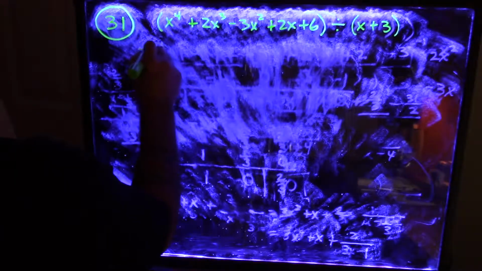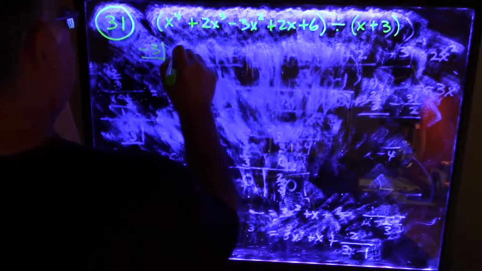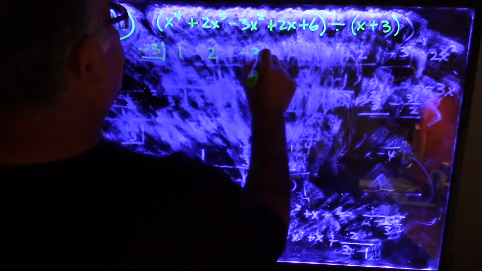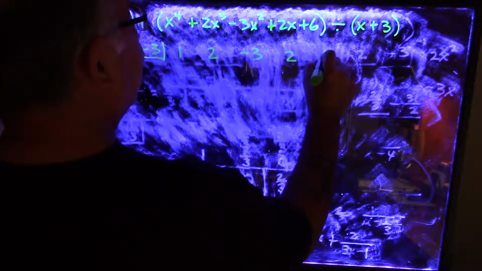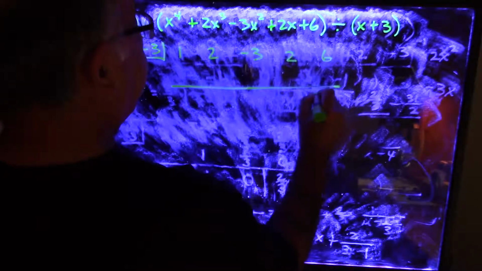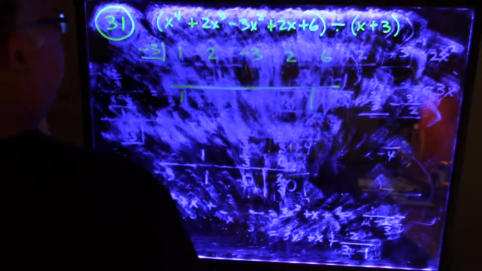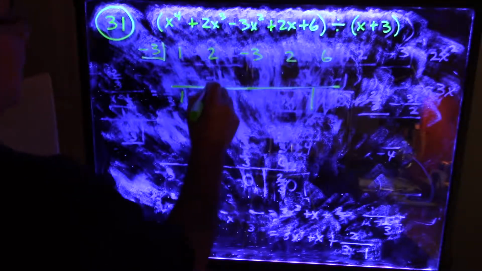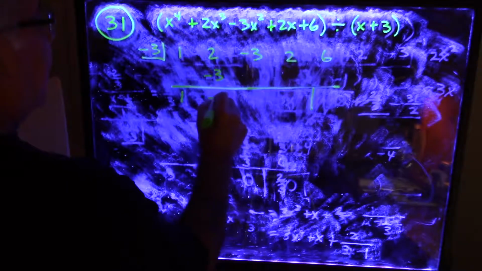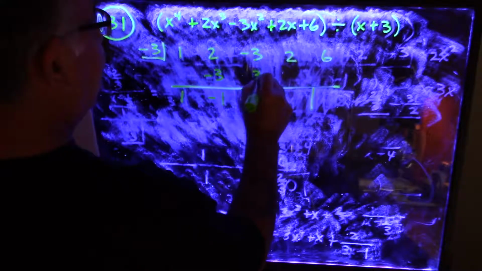Put the negative 3 in the upper left and write out the coefficients of the dividend: 1, 2, negative 3, 2, and 6. Bring down the 1. Negative 3 times 1 is negative 3. Negative 3 plus 2 is negative 1. Negative 3 times negative 1 is positive 3.